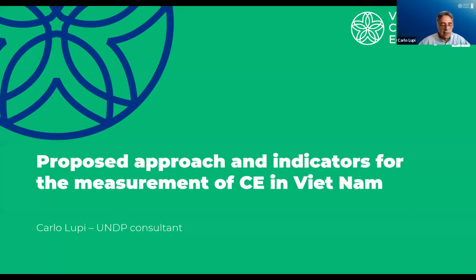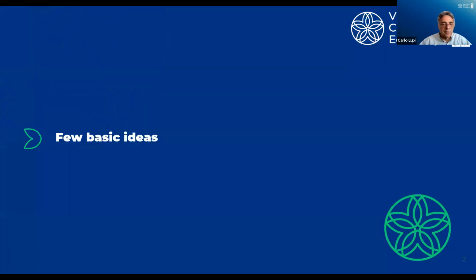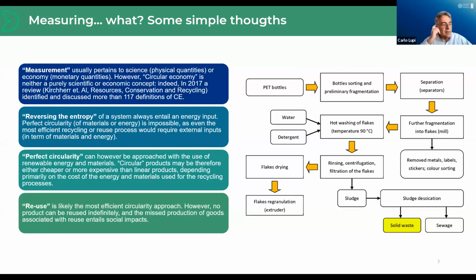Thanks a lot. Because time is very short, let me try to be quick. As I said, I would like to propose some approaches and ideas on how to select indicative, quantitative indicators on circular economy to be included in the National Action Plan currently under development.